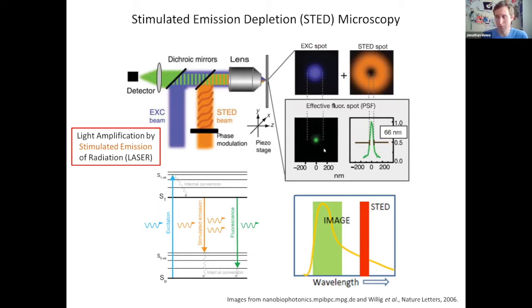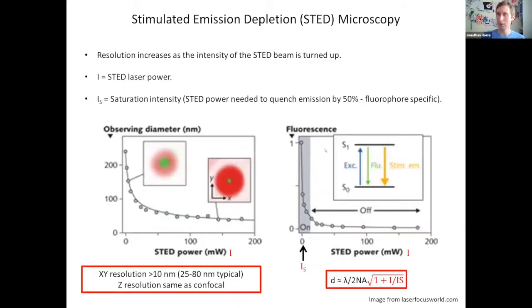And because your emission PSF is much smaller, your resolution is better. The nice thing about STED microscopy is that in theory, you have limitless resolution. So your resolution is defined by how high your STED laser power is. On the left-hand graph here, you can see resolution on the y-axis and STED power, or I, on the x-axis. And the higher you turn the STED power, the smaller the emitting volume becomes, the better the resolution is.